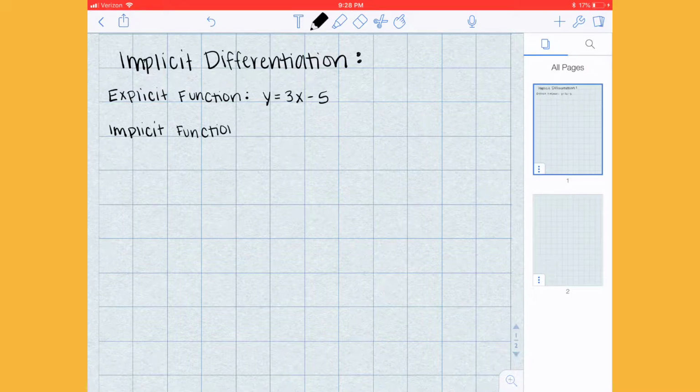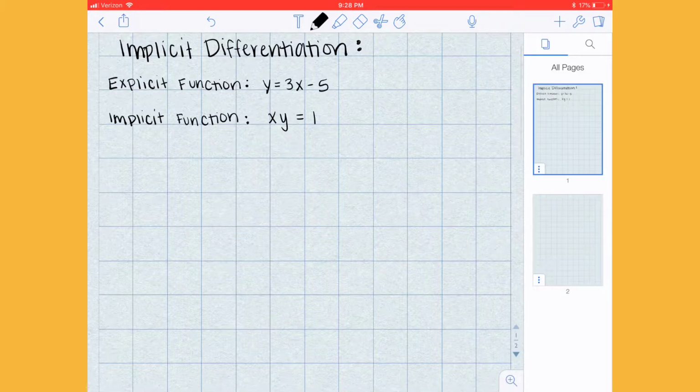With an implicit function, we're going to have to do some assuming, because our function is written where our two variables are on the same side. We're going to assume that y is a differentiable function of x. So one thing that you want to be able to do is to differentiate each in respect to x.